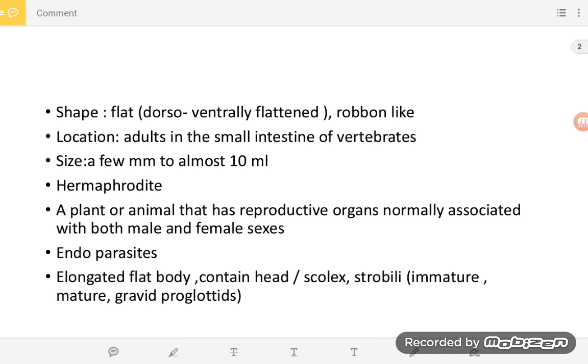When we consider the body, it is flattened, dorso-ventrally flattened as we already discussed. It contains the anterior part, the head, which we especially call the scolex, and then it continues as the strobila, which we call the segments. After the scolex, we have the immature segments, then they become mature segments, then they become gravid proglottids.